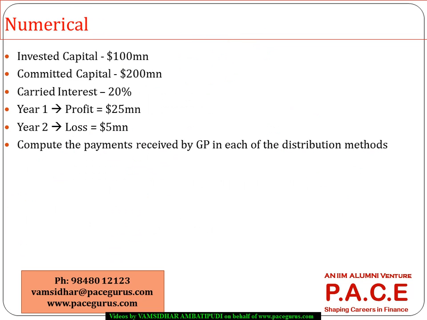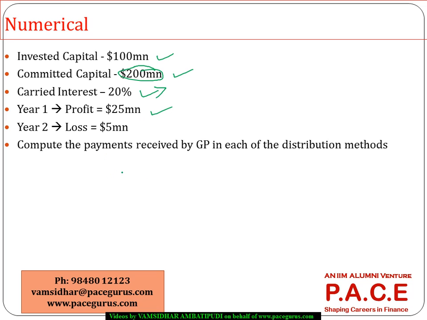So just looking at one numerical, we have invested a capital of 100 million where the committed capital is 200, meaning the uninvested portion is the remaining 100 million. The carried interest to the GP is 20% of the profits. So in the first year, let's say a profit of 25 million is generated.